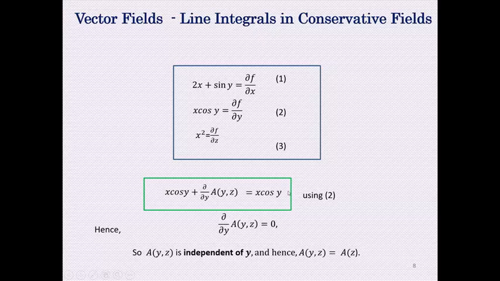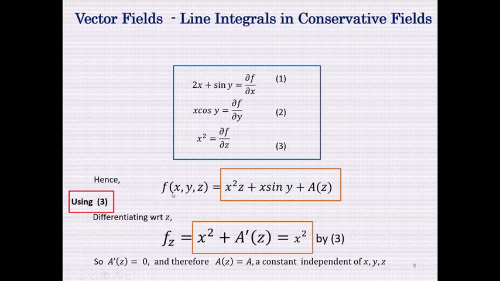And now if you do a comparison, you can see that d/dy of a(y,z) equals 0. Now what's the meaning of this? a(y,z) is supposed to be a function of y and z. But when you differentiate with respect to y, you get 0. So the conclusion is a(y,z) actually doesn't depend on y. And therefore you can write a(y,z) as a(z) only. Because now we are sure it doesn't involve y, it involves probably only z.